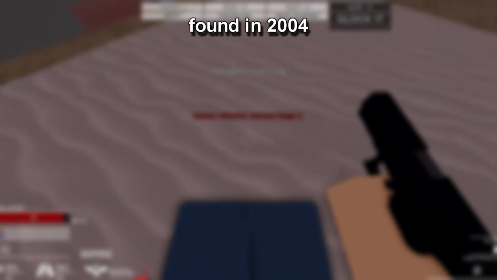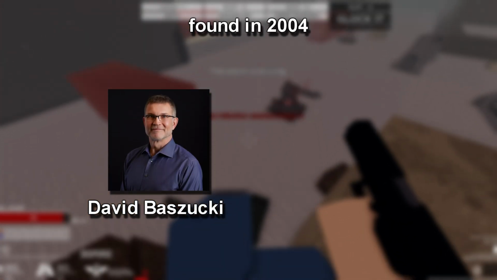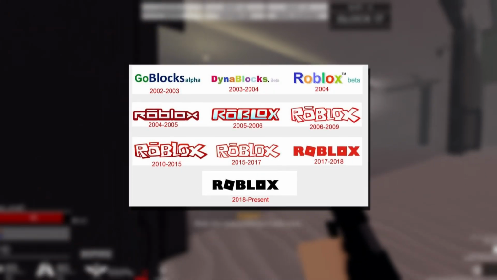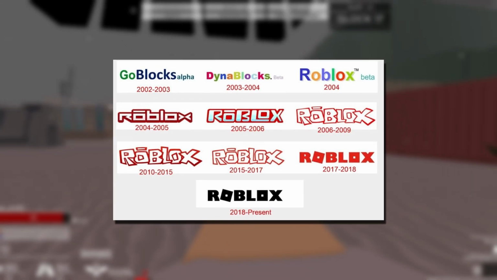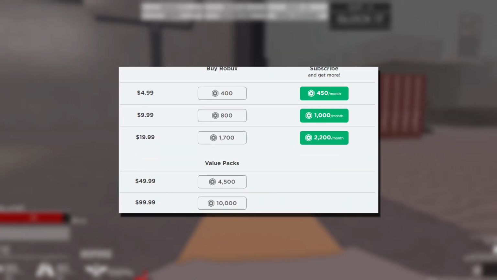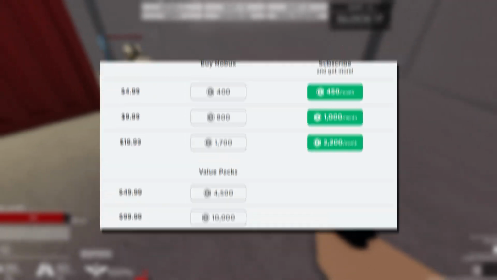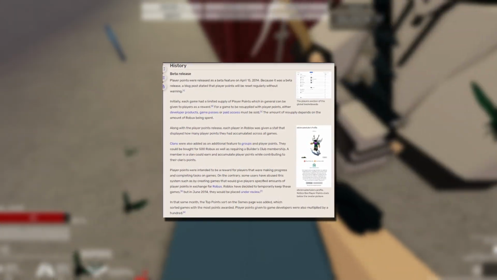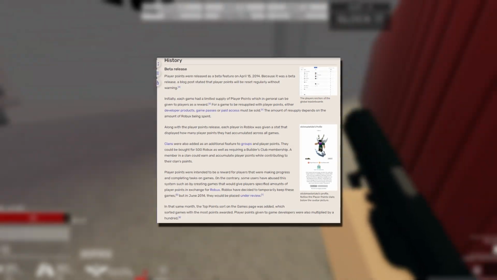Roblox was founded in 2004 by David Baszucki, I hope I pronounced that name right, and Eric Cassell, originally called Dynablox. The platform was designed to allow users to create and play games in a virtual world. Over time, it grew in popularity and became the Roblox we know today. But what about the popular in-game currency known as Robux? Robux is the virtual currency used in Roblox, and it was introduced in 2007. Before Robux, Roblox used a currency called Roblox Points, but this was eventually replaced with Robux.